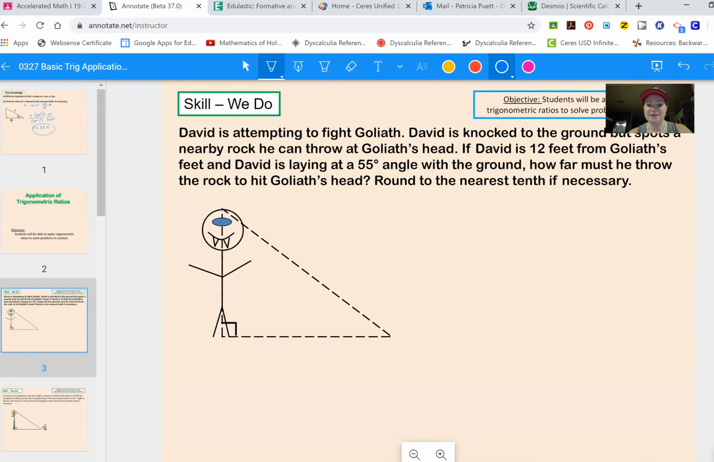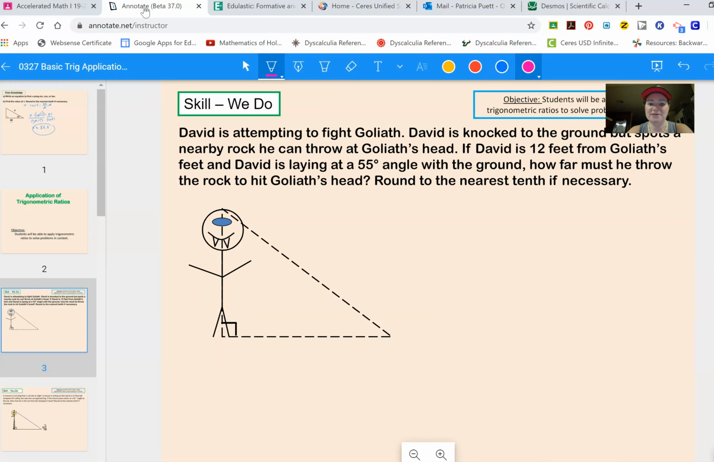David is attempting to fight Goliath. David is knocked down to the ground, but spots a nearby rock he can throw at Goliath's head. If David is 12 feet from Goliath's feet, and David is laying at a 55-degree angle with the ground, how far must he throw the rock to hit him in the head? Sounds like a very brutal word problem, but it works, right? So go ahead and pause the video and see if you can come up with where the dimensions would be.